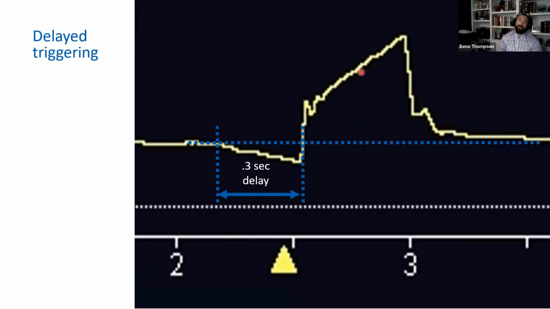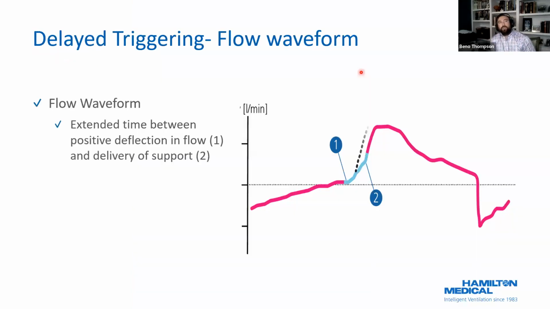Now, I know that doesn't sound like a long time. When you run out of breath, that's actually a really long time, right? So looking at the flow waveform, you'll notice that the patient doesn't start getting actual breath delivery until you hit this linear increase in flow right here, this nice straight line. This jagged increase in flow is all the patient making an effort with no ventilator support to help them out.